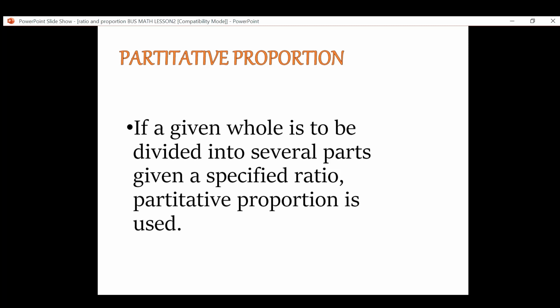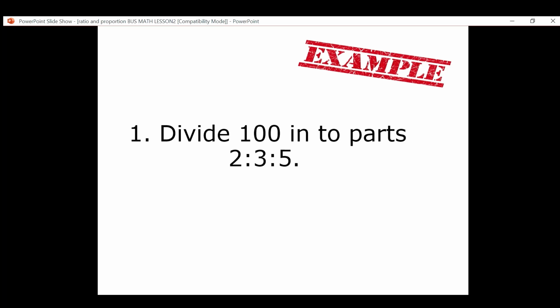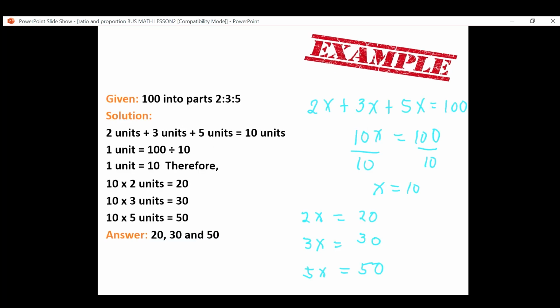Okay, so next, partitive proportion. If a given whole is to be divided into several parts, given a specified ratio, partitive proportion is used. So for example, divide 100 into parts of 2 is to 3 is to 5. So the solution is, let x be the number of units. So we can write this equation, we can solve the problem algebraically. So we write 2x plus 3x plus 5x equals 100.